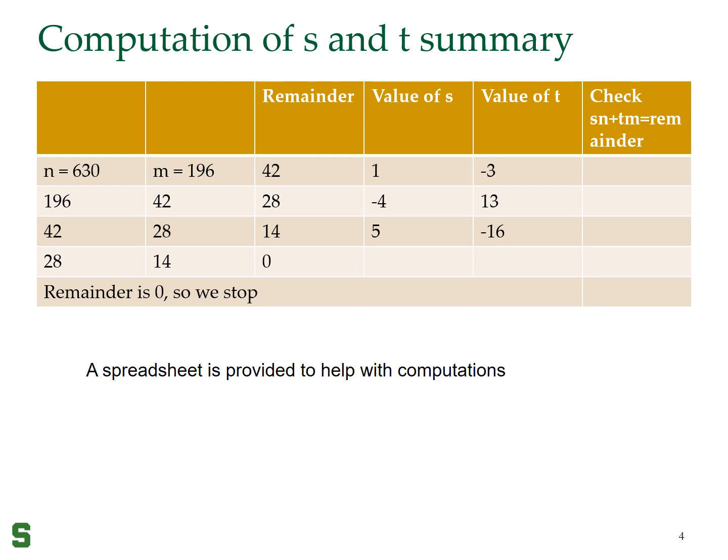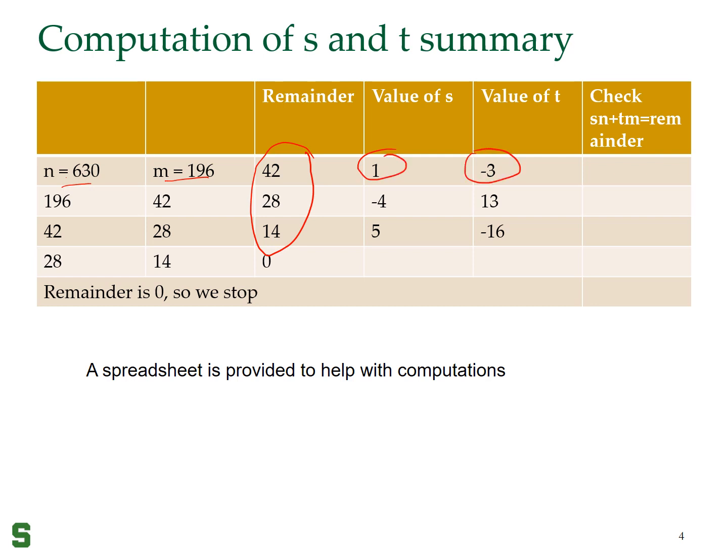Here is another way to look at the computation of s and t. Here I'm going to represent all the values in a table, and I have provided you a spreadsheet to do this analysis yourself. So if you change the value of n and m, you will get different analysis of this. So what we have here is we are computing the remainder at each stage, and we are finding the value of s and t.